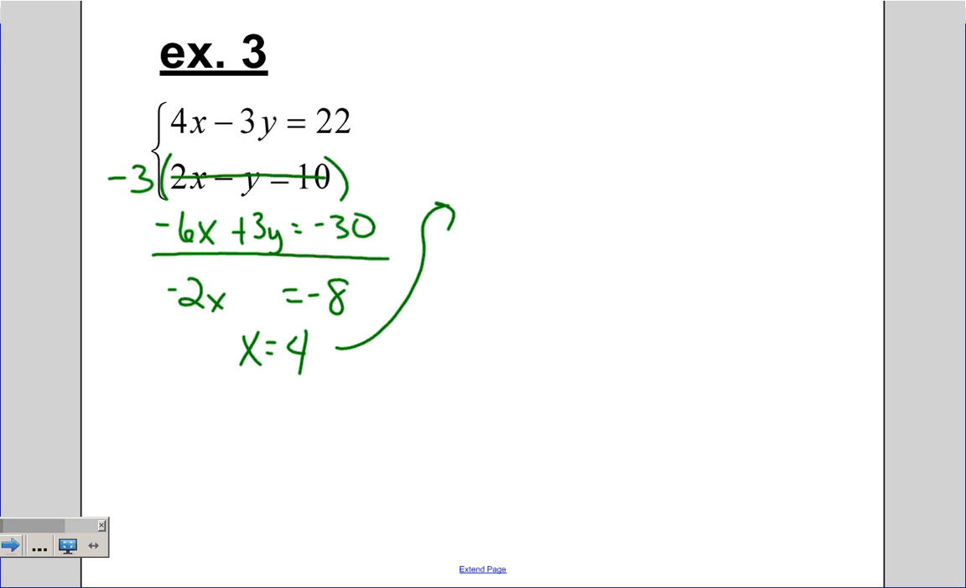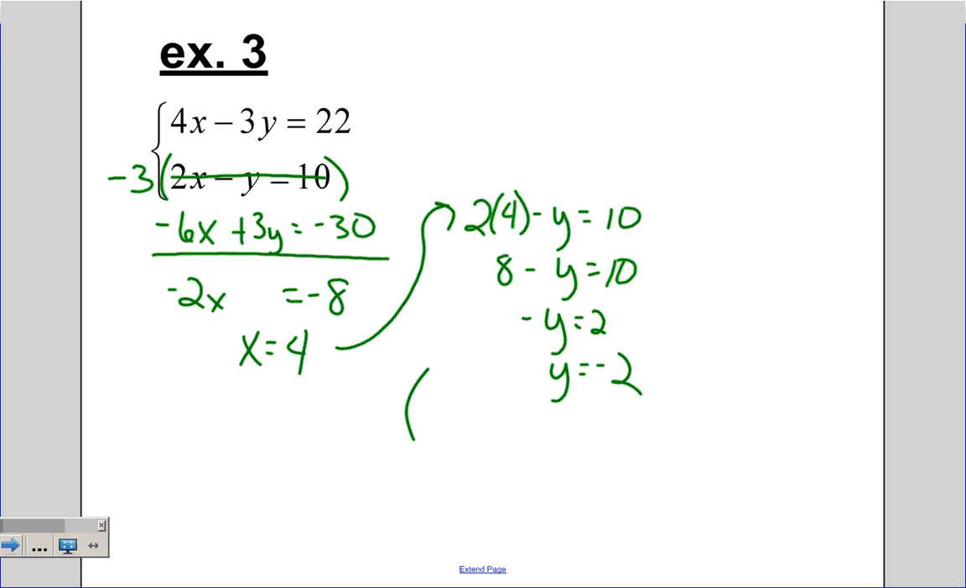I'm going to plug into the bottom one and have 2 times 4 minus y equals 10. So that's 8 minus y equals 10. That's going to give me negative y equals 2, so y equals negative 2. And I have a solution of 4, negative 2, which I can then check. I'll check it with the top one.